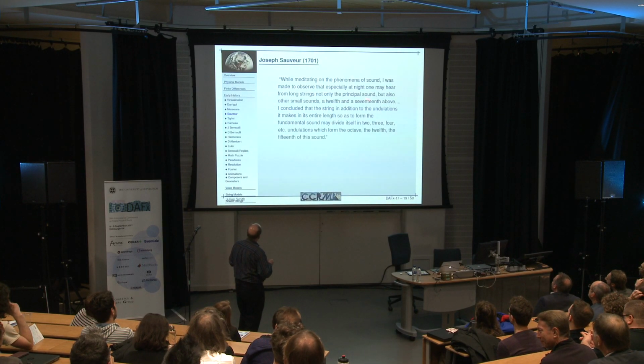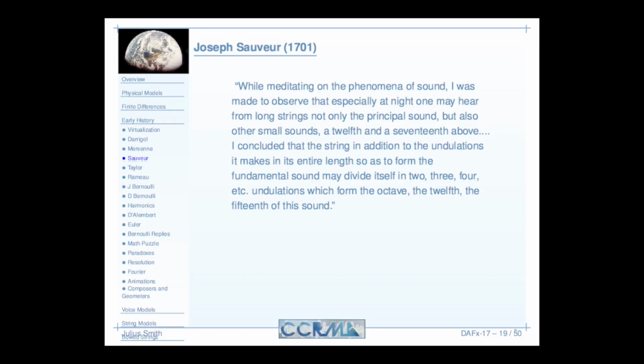So we hear the other small sounds, the 12th, the 17th. I concluded that the string, in addition to the undulations it makes on its entire length to form the fundamental, may divide itself into 2, 3, 4, etc. undulations, which would form the octave, the 12th, the 15th. So you hear it, you know it's there, but you can't see it.